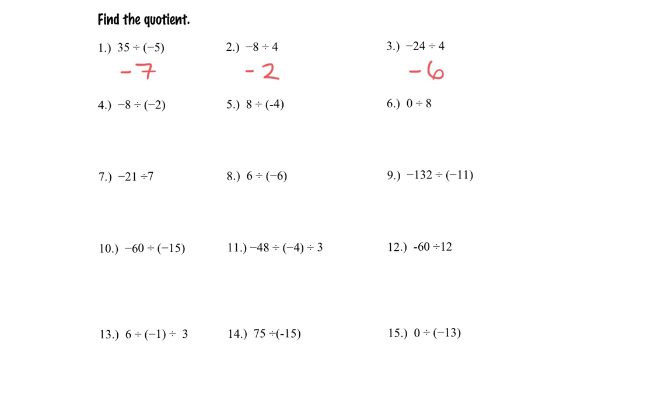Number 4 is the first one where they have the same signs, and so we know if they have the same signs, it's always positive. Number 5 has different signs, and so this would be negative. And number 6, 0 divided by anything is always 0, no matter what. So take just a moment right now, and why don't you try 7, 8, and 9.